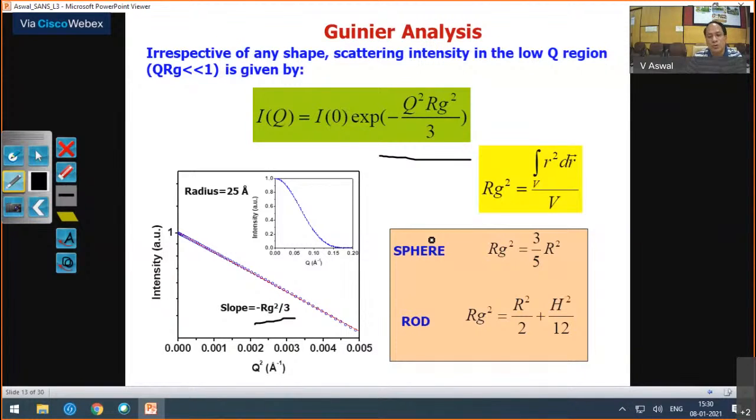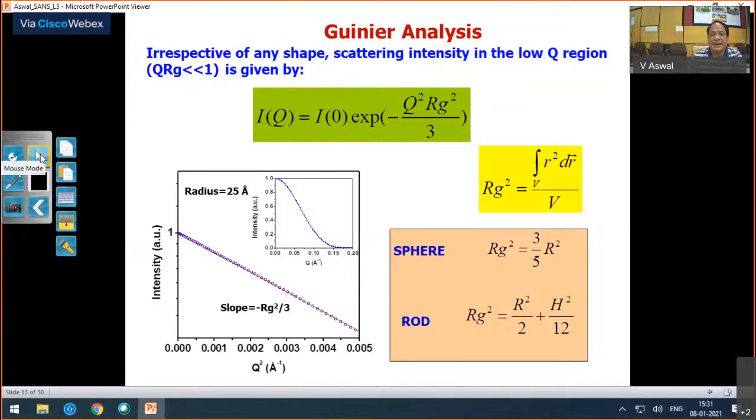And if you have some idea that your particles are spheres, then you can get the radius from this expression. If you know they are rods, and you know one of the dimensions, you can get the other dimension. This is commonly used because it doesn't need any detailed analysis. If you want a detailed analysis, there are two methods used in the literature.